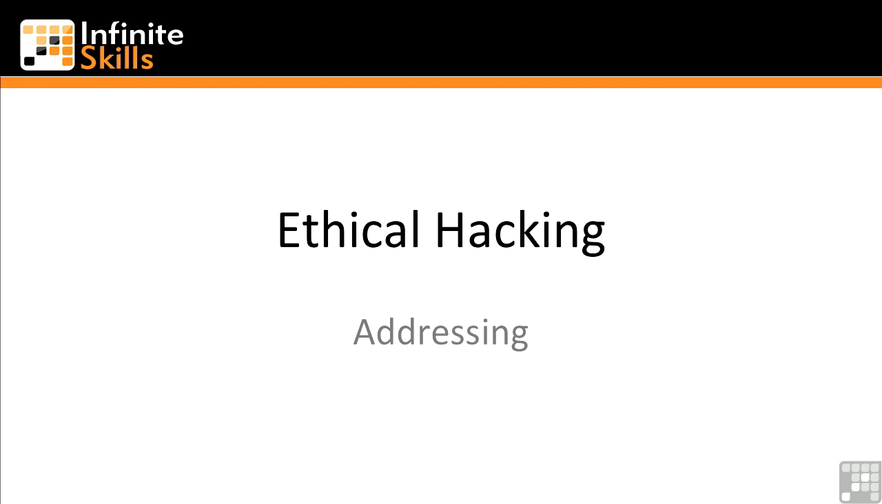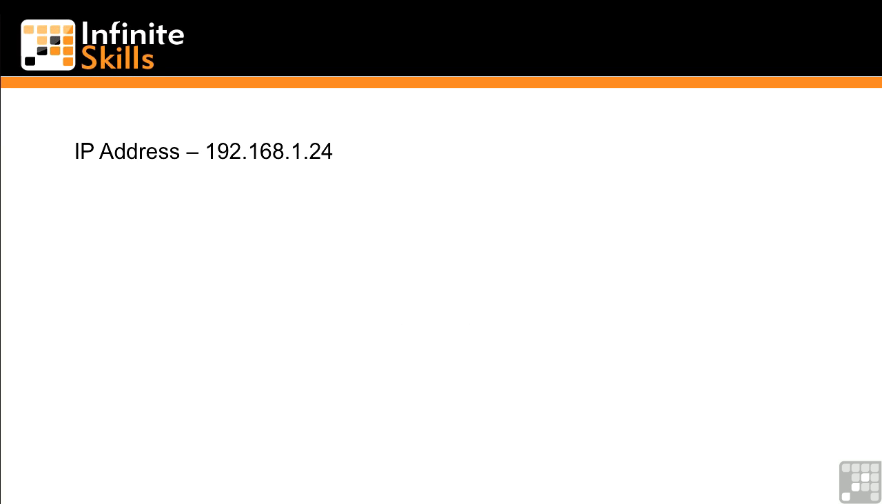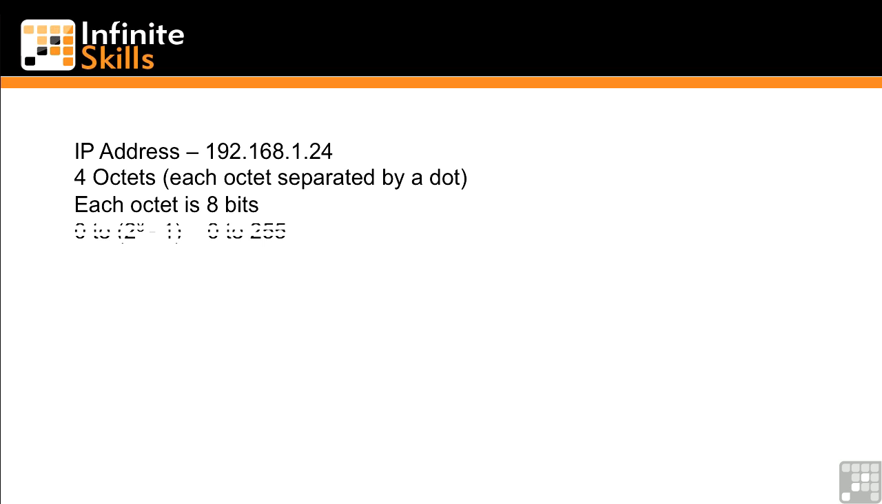So talking about how an IP address is put together. We've got an IP address of 192.168.1.24. You can see there are 4 sections here. Each one is separated by a dot. And each section is a value that's represented by 8 bits, or stored as 8 bits. And because of that, we can have values from 0 to 255 in each place there.